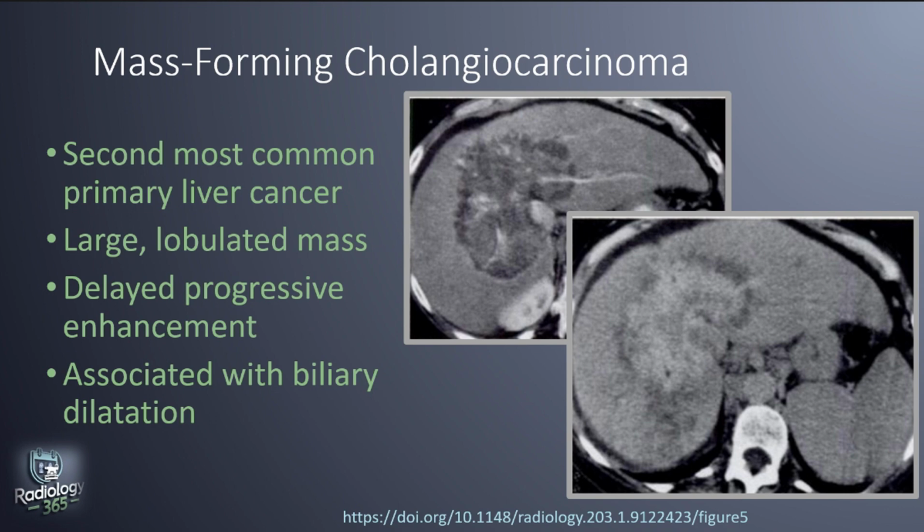Also, keep an eye out for associated biliary dilatation. It's not always there, but if it's there, it's a good indication that this is likely a cholangiocarcinoma. These tend to obstruct the bile ducts as they grow, so upstream dilatation is often a giveaway. In summary, if you see a large liver mass with delayed enhancement, like really delayed enhancement, and biliary obstruction, mass-forming cholangiocarcinoma should be high on your list.